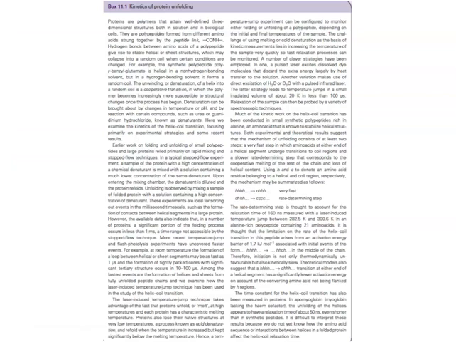Now, let's take a second from discussing this new topic and look a little bit more at the kinetics of protein unfolding. Proteins are polymers that attain well-defined three-dimensional structures both in solution and in biological cells. They're polypeptides formed from different amino acids strung together by peptide linkages. Hydrogen bonds between amino acids of a polypeptide give rise to stable helical and sheet structures, which may collapse into a random coil when certain conditions are changed.